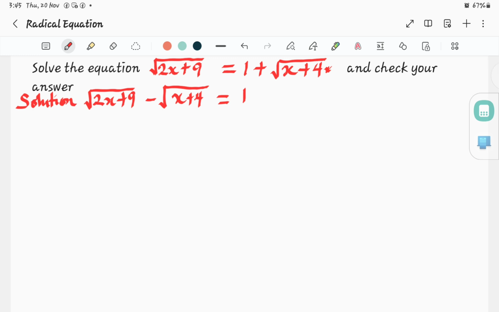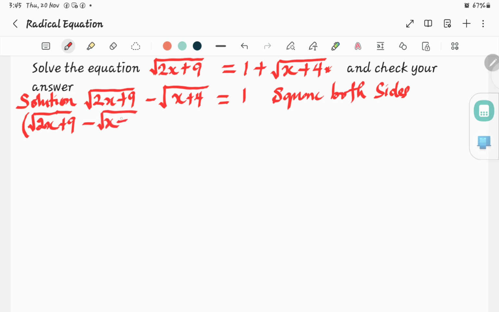Now from here, if you notice, in solving the equation, the moment you have a radical sign like a square root, the usual way to eliminate that square root is to square that part of the equation. And the reason is because squaring usually eliminates square root. So we want to square both sides. So we are going to have the square root of 2x plus 9 minus the square root of x plus 4, squared, equals 1 squared.